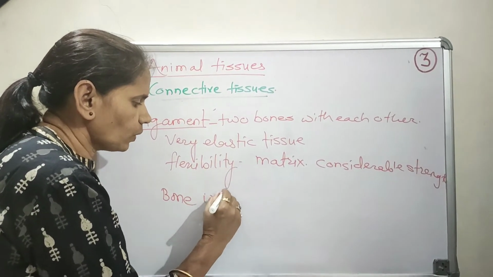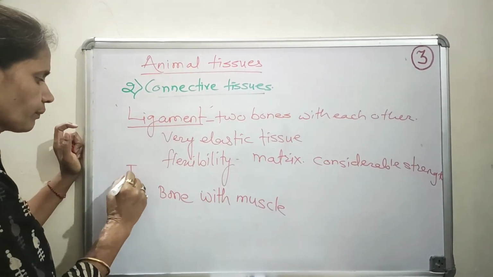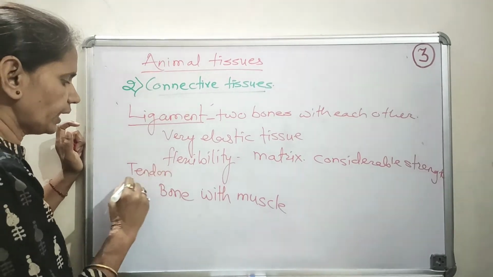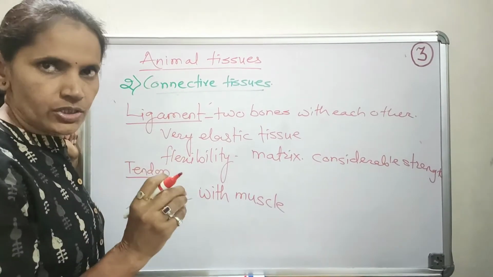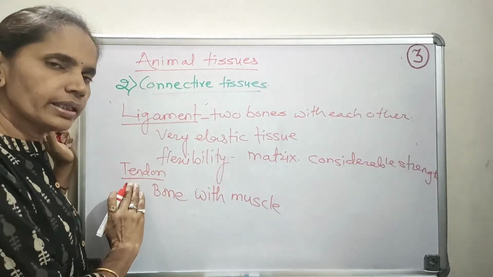Now another type of connective tissue is there which connects bone with the muscle. That is known as tendon. So another type of connective tissue which joins muscles with the bone is known as tendon.